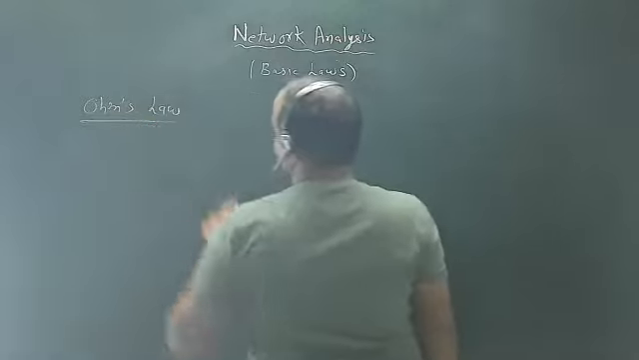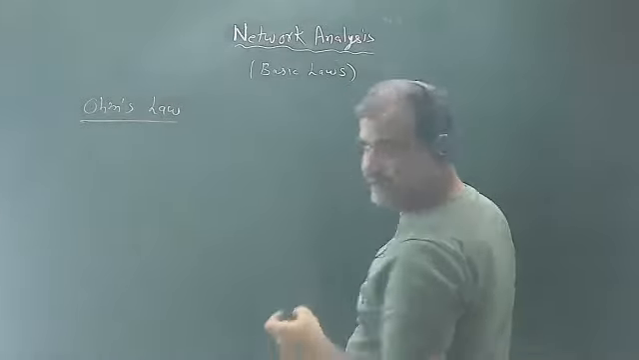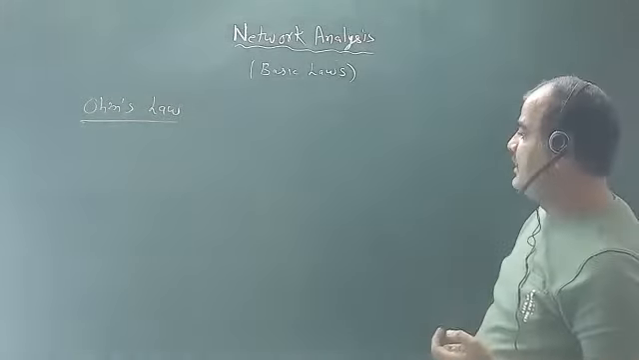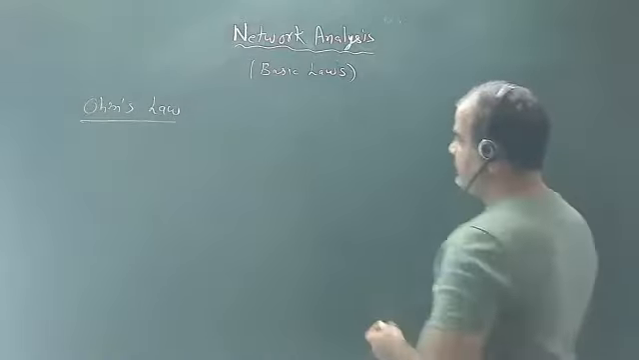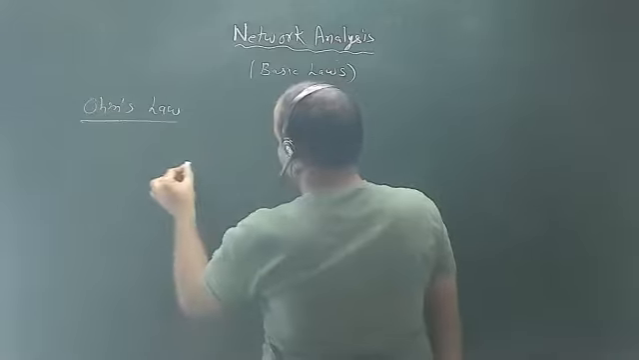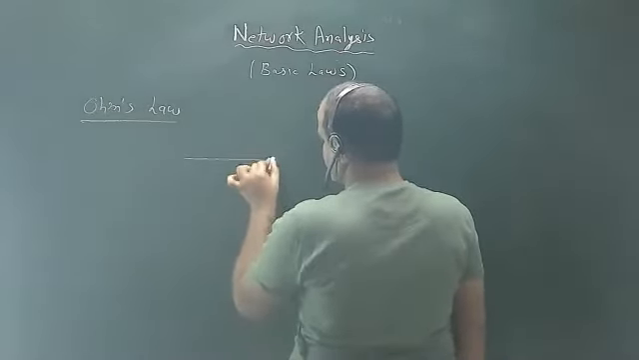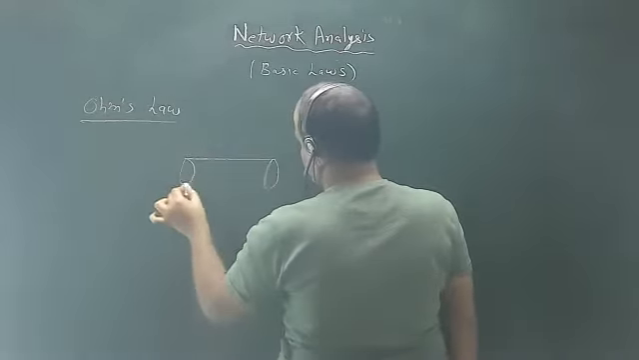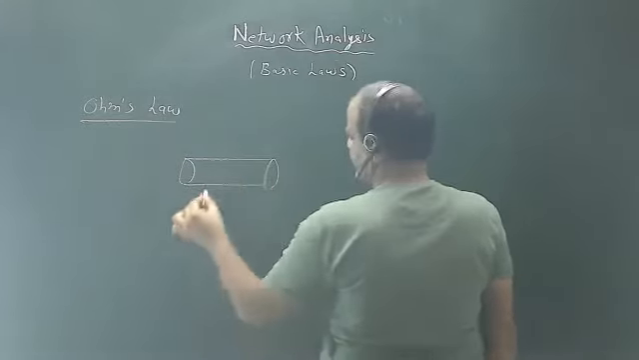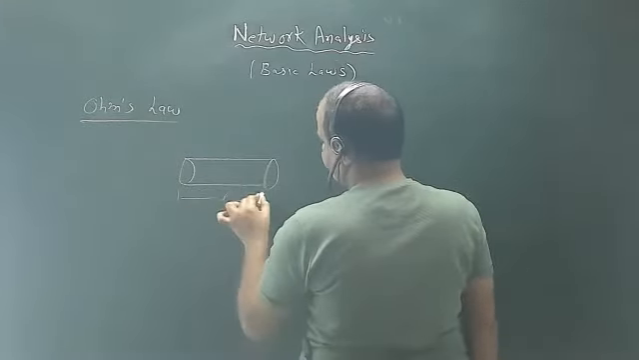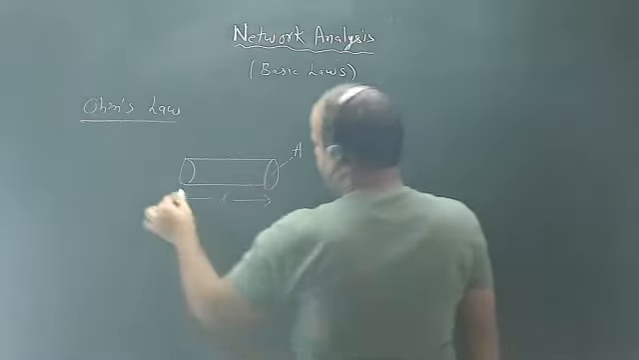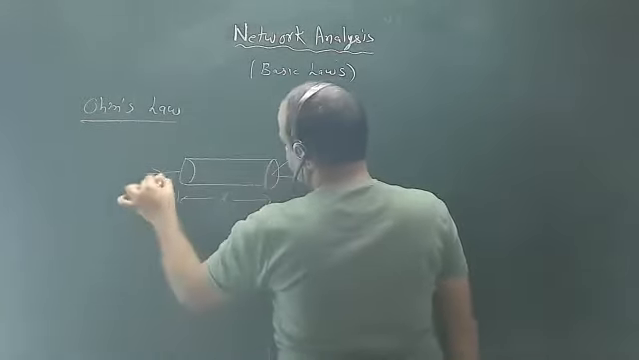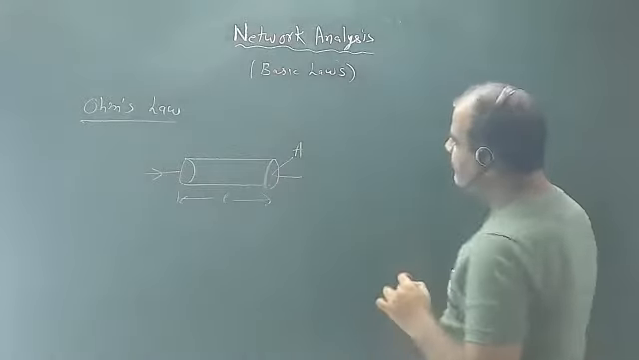We know that every material has a property that it opposes the current. Suppose we have one conductor, whose length is L and its cross-sectional area is A. When I allow current in this conductor, the material will resist this current.